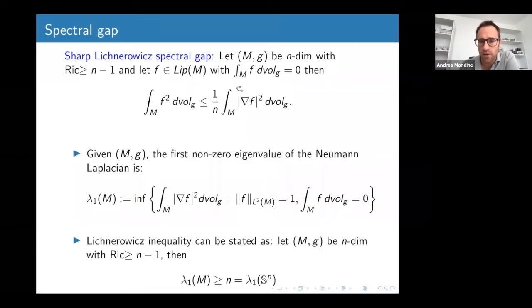Just reading the Poincaré inequality in the first line in terms of lambda 1, one can restate it by saying that given an n-dimensional manifold with Ricci bounded below by n minus 1, the first non-zero Neumann eigenvalue of the manifold is bounded below by n, which, when computed, is exactly the first eigenvalue on the round sphere, okay? So Ricci bounded below by n minus 1 forces the first eigenvalue of the Neumann Laplacian to be at least the one of the round sphere. So this is a comparison result due to Lichnerowicz.